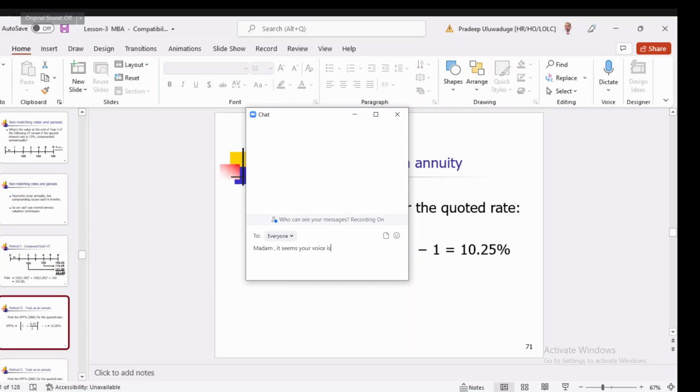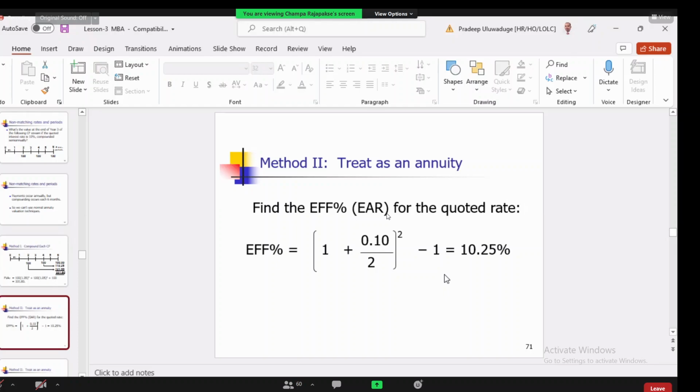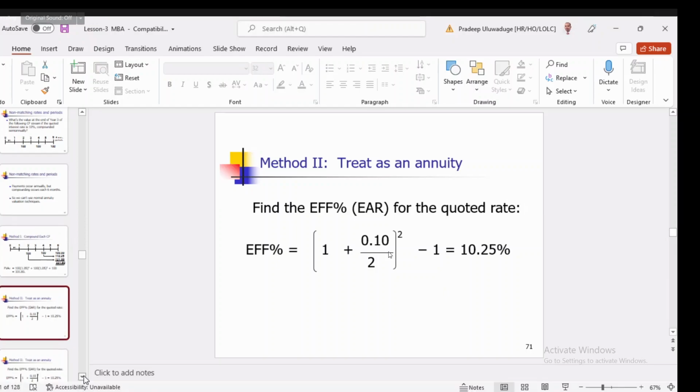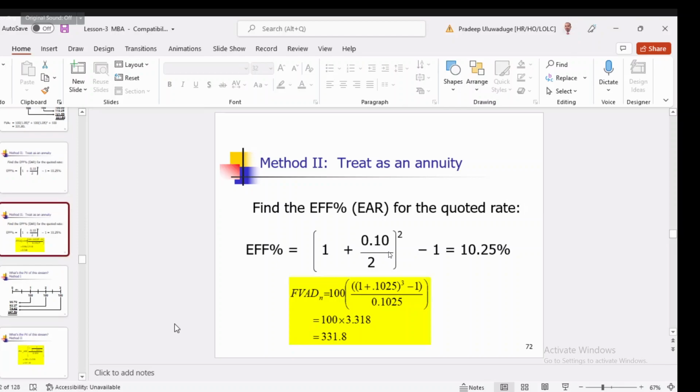So 1 plus the annual interest rate of 10%; since it's compounded semi-annually, we divide it by 2. n is 1 and m is 2, so it becomes 1.05 to the power 2 minus 1, and we get 10.25%. So the effective interest rate in this case is 10.25%. Knowing the effective interest rate, we can apply the annuity formula and find the future value.